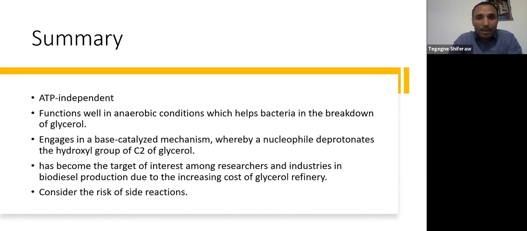If we can avoid these side reactions, probably the enzyme could be used even for more research. This is all I have for the glycerol dehydrogenase enzyme. I hope you enjoyed my presentation.